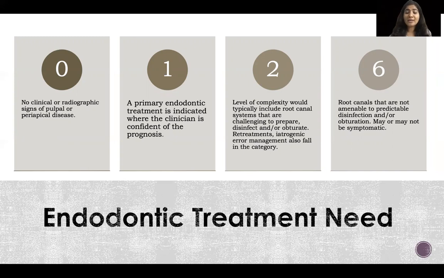Score 2 is given when there is a level of complexity that would typically include root canal systems that may be a challenge to prepare, disinfect, and/or obturate. Retreatments and iatrogenic error management also fall into this category. And the score 6 is given to root canals that are not amenable to predictable disinfection and obturation. These teeth may present with symptoms or may be completely asymptomatic, but going ahead with root canal treatment of these teeth is not recommended.